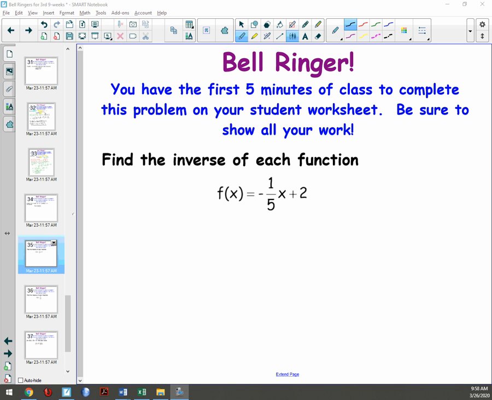Okay, a couple more requests on how to find the inverse of a function. So how do you find the inverse of a function? The very first thing you need to do whenever you're finding the inverse of a function is you first need to know if it is a one-to-one function.